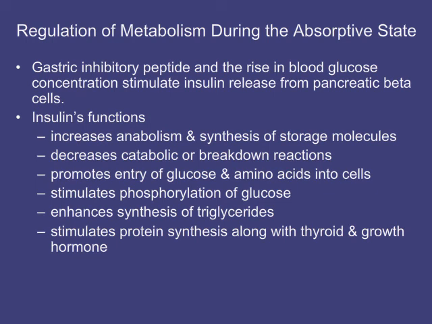Remember that in the absorptive state, your small intestine is absorbing the nutrients from the food that you've just eaten and digested. And in this case, the rising blood glucose levels and increased levels of GIP, or gastric inhibitory peptide, are going to be the cues for release of insulin by the pancreas. And insulin is the primary hormone released during the absorptive state. And insulin has several functions.